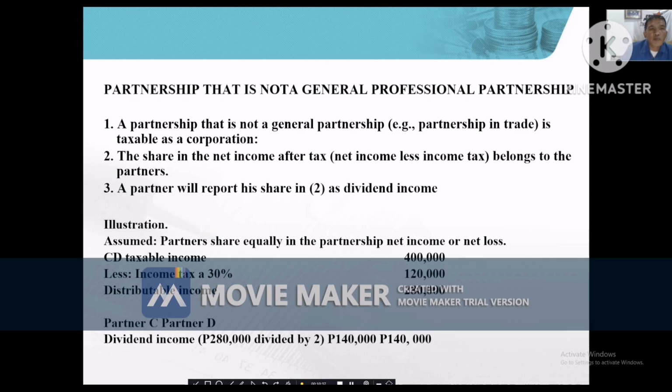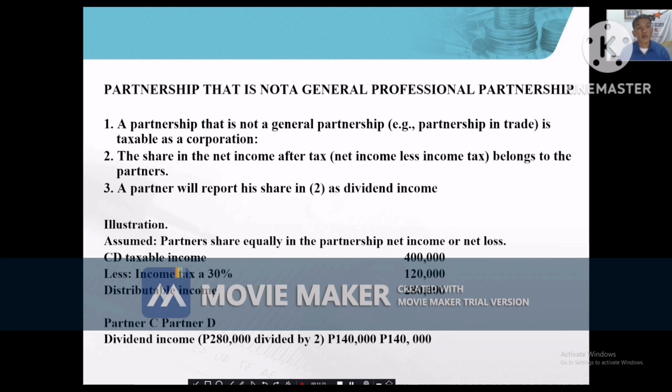So, partnership, ito yung pangalawang uri ng partnership para sa income tax purposes. Okay? Partnership that is not a general professional partnership. Okay, ito yung partnership na sa trade, okay, pakikipagkalakalan. Okay? So, sinasabi na rito, number 1, a partnership that is not a general partnership, partnership in trade is taxable as a corporation. Okay? Isang partnership na hindi isang pangkalatang partnership, halimbawa, partnership sa kalakalan, okay, ay nabubuwisan bilang isang korporasyon.